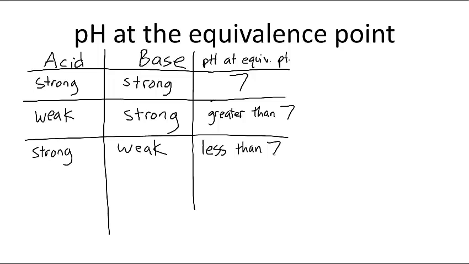All right, student question, which I anticipated. Would you ever have a weak acid and a weak base? And the answer is probably not, because our titration is predicated on the idea that the reaction between the two goes to completion. And so to ensure that that happens, you want to make sure that you have one component be strong.